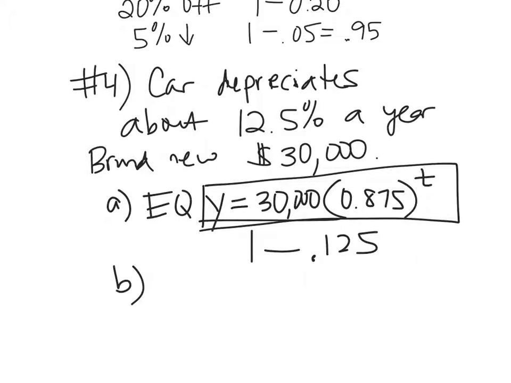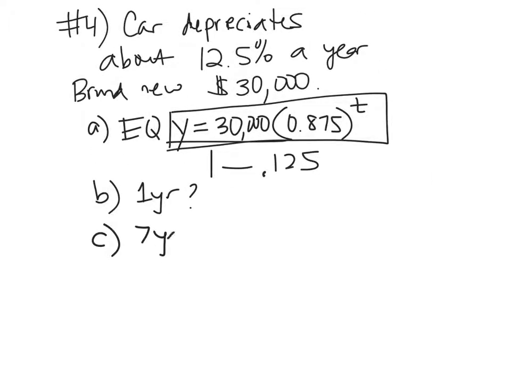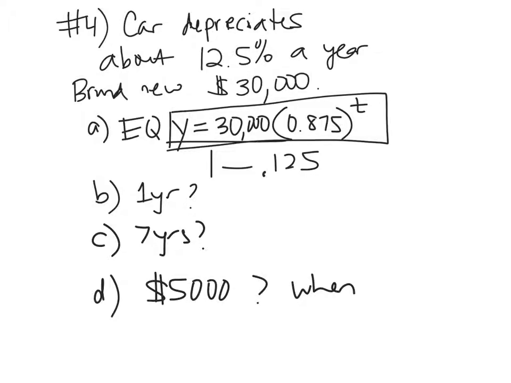And so part B, I'm going to ask you, what's your car worth in 1 year? Letter C, what's it worth in 7 years? And the last one, when will it be worth $5,000? When? Okay, the first two, those are just easy. They're just plug it in. So I've got 30,000, and I'm going to go times 0.875 to the 1. And so after 1 year goes by, my car is now worth $26,250. A little wear and tear. It's got some mileage on it, stuff like that.